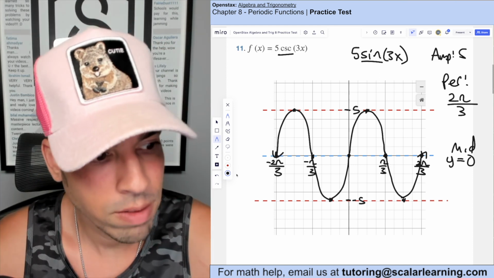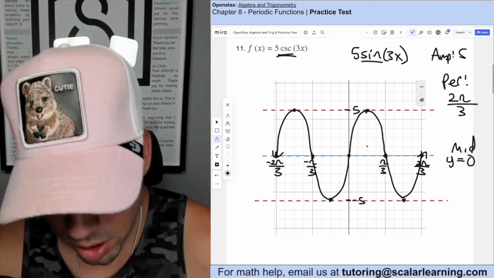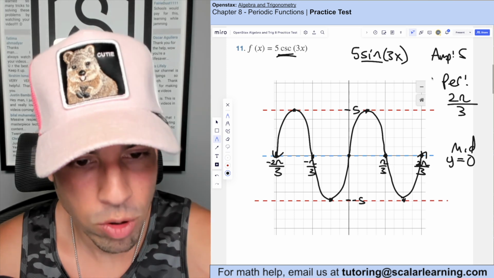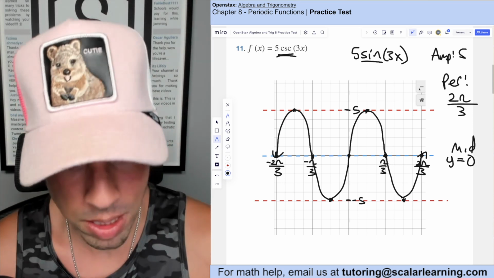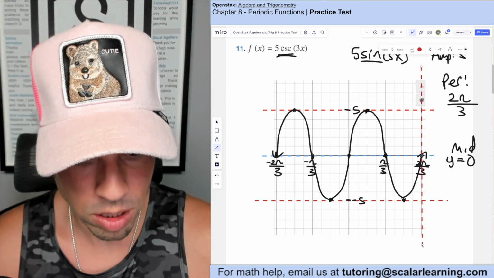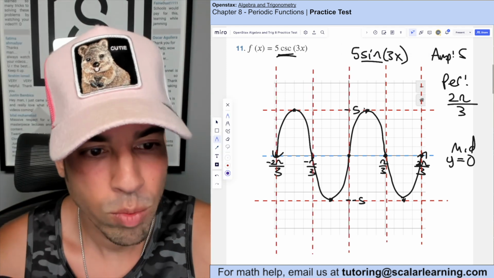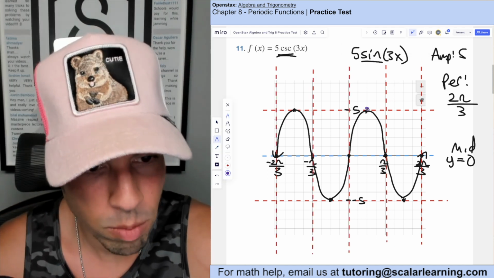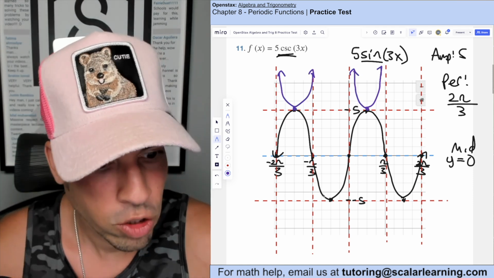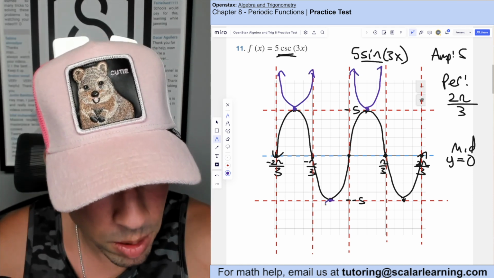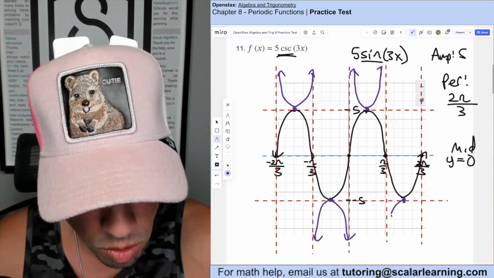So this is the sine function, but now we want the cosecant function. And this is going to help us get the cosecant function because first we know where the vertical asymptotes are. The vertical asymptotes are going to exist everywhere the sine function hits the midline. So for example, we have one here at 2π/3, we have one here at π/3, and so on and so forth. Next, we're going to look at every max point here, and we're going to draw an upward facing parabola within those vertical asymptotes, and do the same thing at every minimum, but have a downward facing parabola, again, within those vertical asymptotes, like so as well.